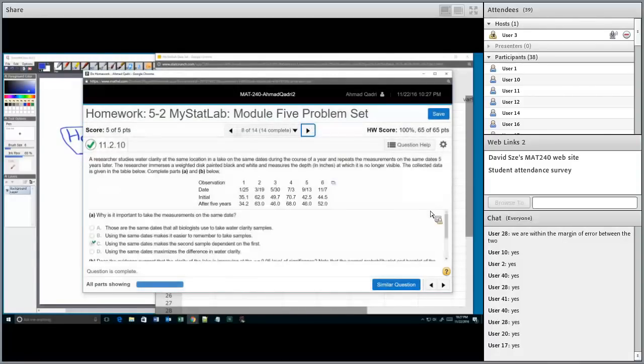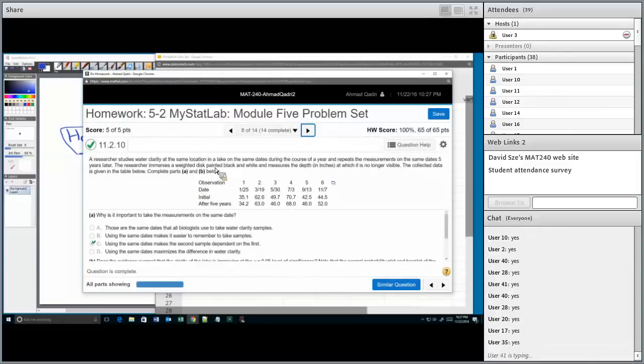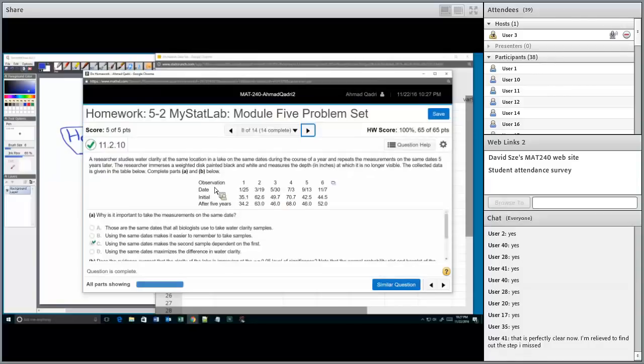Now let's do one more problem and then we'll go. A researcher studies clarity at the same location in the lake on different dates over the course of a year and repeats the measurements on the same dates 5 years later. So what's happening is there are 6 observations. Here are the dates: January the 25th, March 19th. Here is the initial observation.